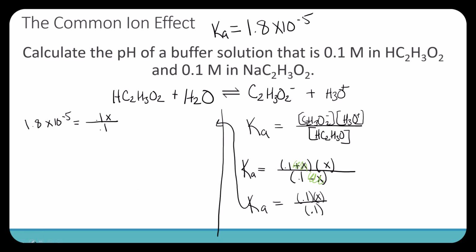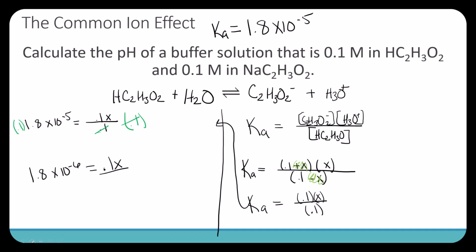Some of you may be able to see the algebra, and that's fine, but I'm still going to do it explicitly. So I'm going to multiply by 0.1. Those cancel. Whatever I do to the left side, I also have to do to the right side. So we're left with 0.1x. And then I'm going to multiply these two. So 1.8 times 10 to the negative fifth times 0.1. We get 1.8 times 10 to the negative sixth.